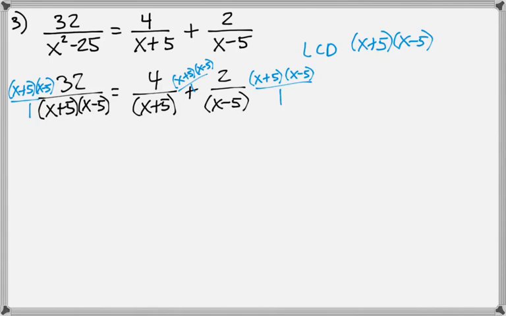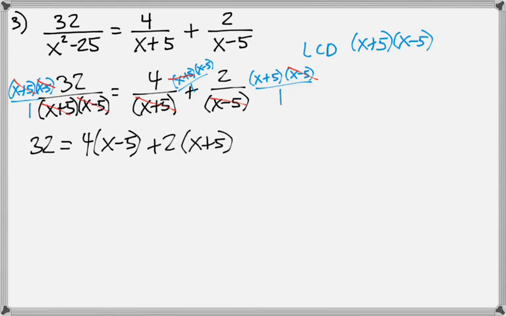Okay, so now I want to cancel everything that can be canceled. And then no fractions should be left. So I have 32 on the left, and I have 4 x minus 5 plus 2 x plus 5. So if I distribute, this is going to be 4x minus 20 plus 2x plus 10.